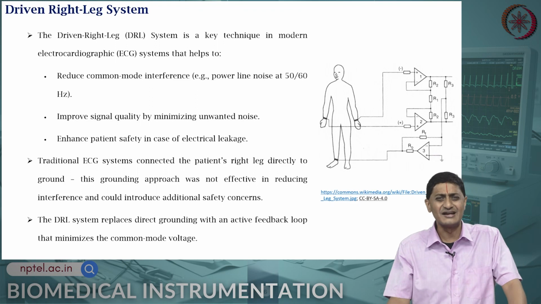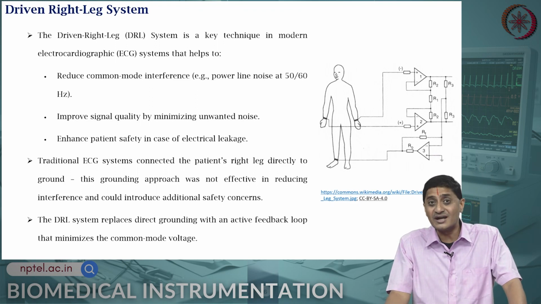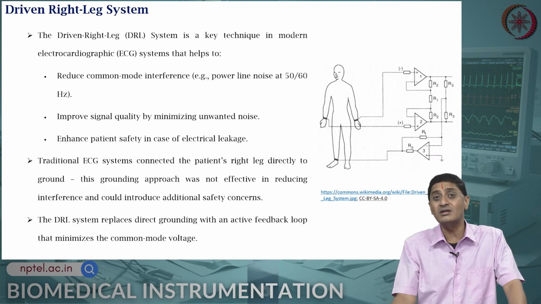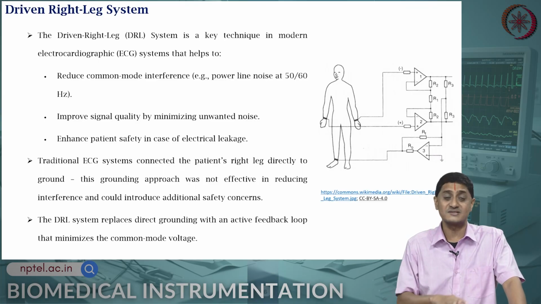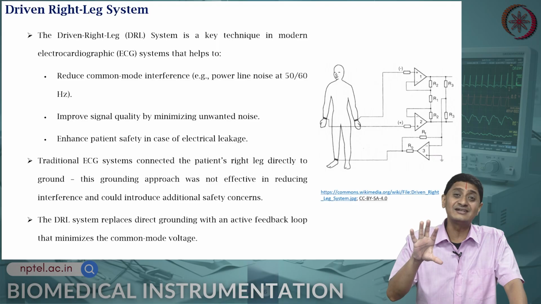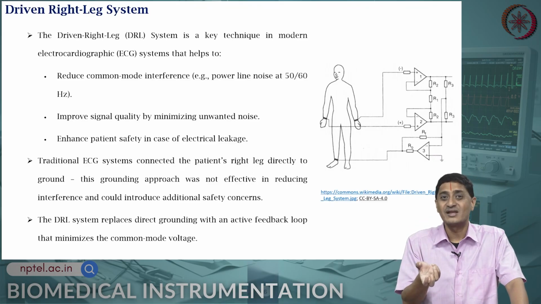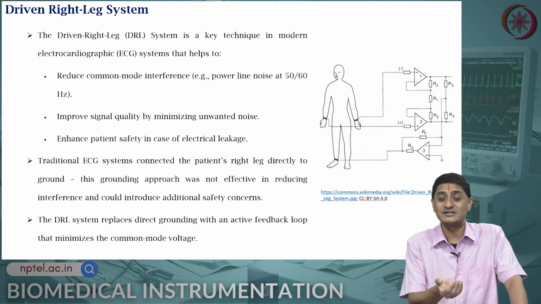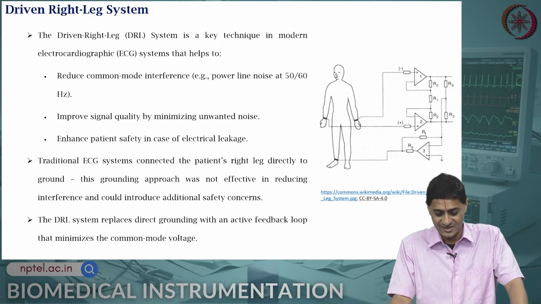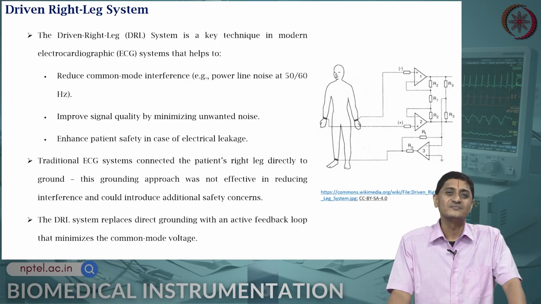And why is that relevant here? Similarly, if I can know what the various common mode noise is in the various leads or electrodes, then I can actively invert that and input it into the right leg to make sure that I cancel that noise. This is the approach towards improving the common mode rejection ratio.